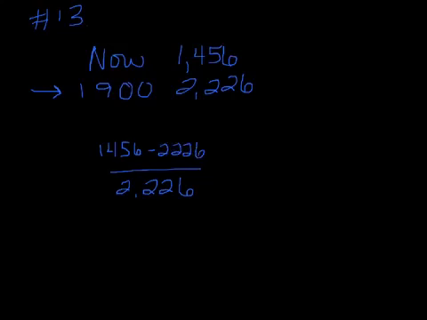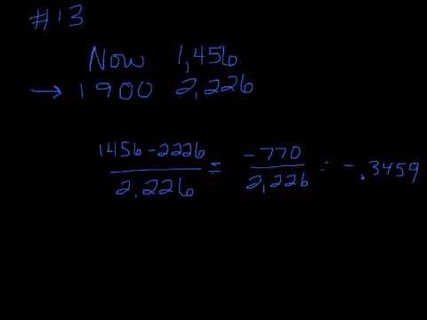I mean, you can look at it and you know it went down. But anyway, subtract in that order because that way it's going to give you a negative value. So you've got 1456 minus 2,226. So that is an actual decrease of negative 770 newspapers. You're going to divide that by the original value of 2,226. That gives you a decimal of negative 0.3459. That's our decimal answer.